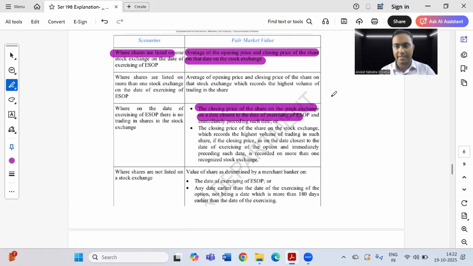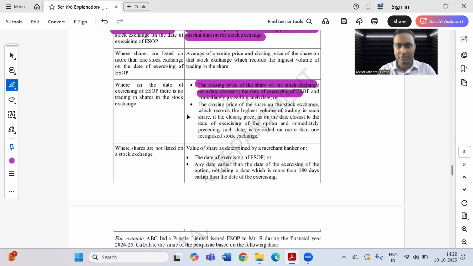arrive at today's fair market value, that would not be a right reflection, right? Because when you're taking the average price, you'd be taking the opening plus closing by 2. But closing is closer to today's date, right? Because closing would be today's opening. So that is how things work, and that is why the section is telling us to take the closing price. That is the Income Tax Act for the computation of the perquisite.